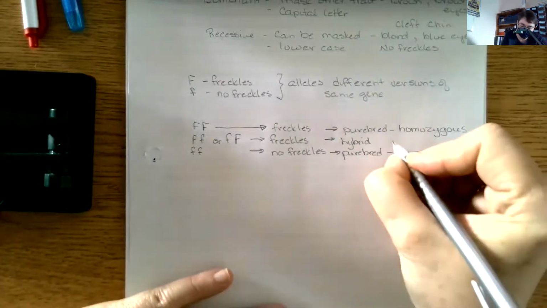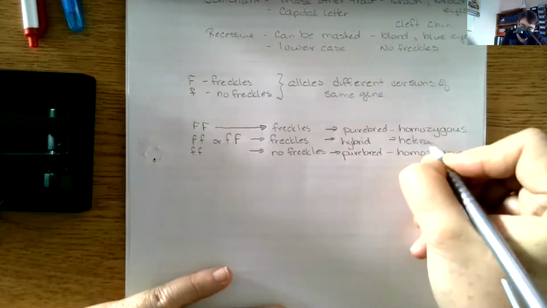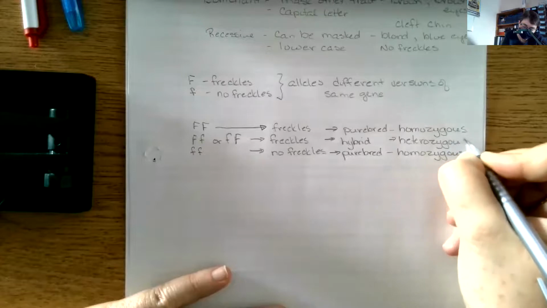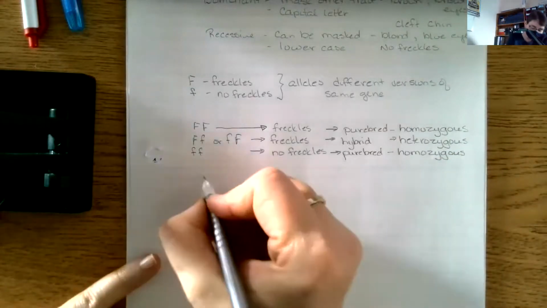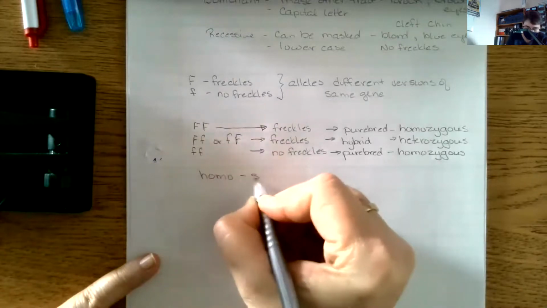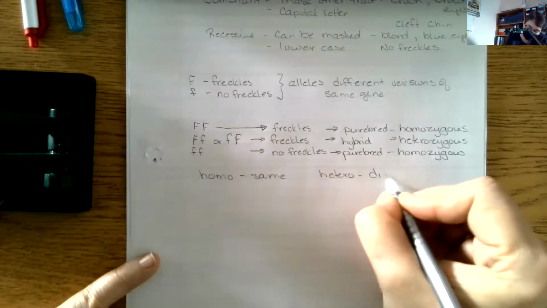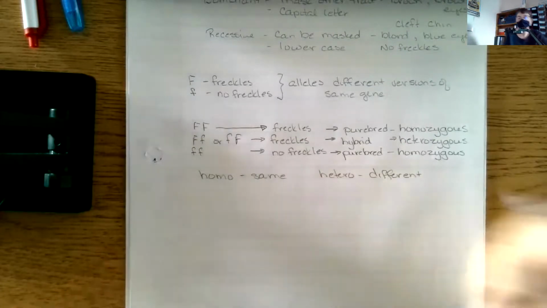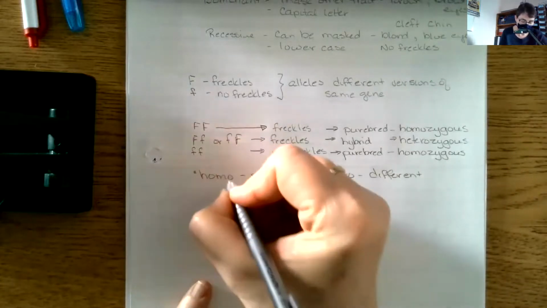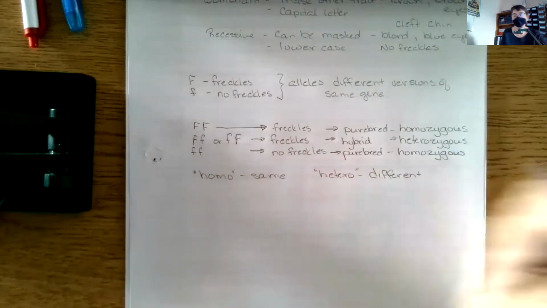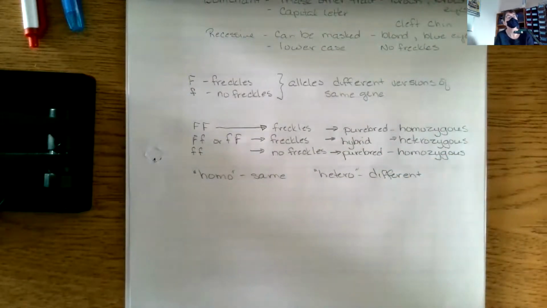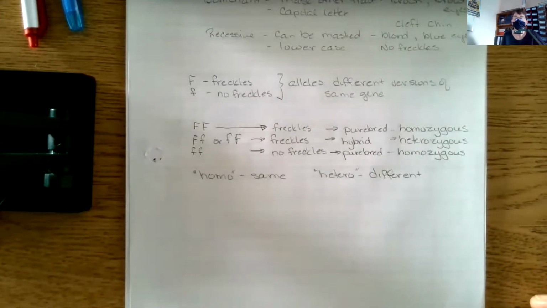Heterozygous, whoopsies, never mind, I just told you what the word was. Hetero means different. So homo is same. And honestly, the easiest way is probably what you're already thinking of, homosexual and heterosexual. Homosexual is like either two guys or two girls. It doesn't matter. It's two of the same. And heterosexual is one of each. So heterozygous is one of each.